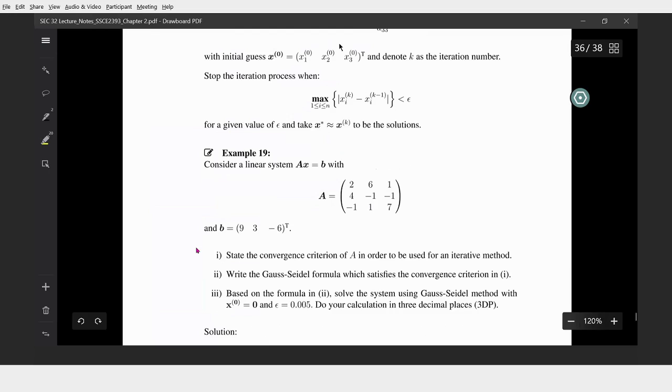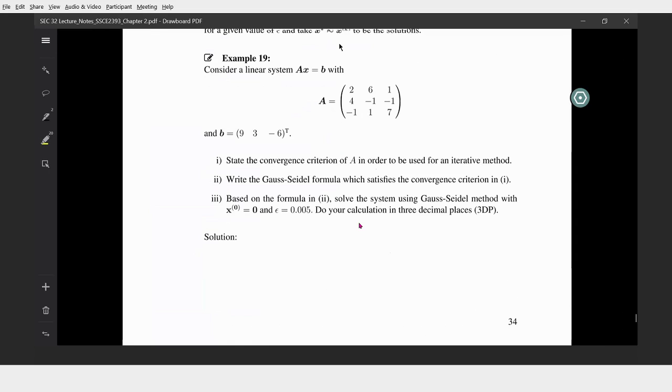A is given, B is also given in terms of matrix, here 9, 3, -6. Sometimes your system is given in terms of equations, sometimes in terms of a matrix. You should be able to understand how to read your equations, whether given in terms of a table or in terms of equations.